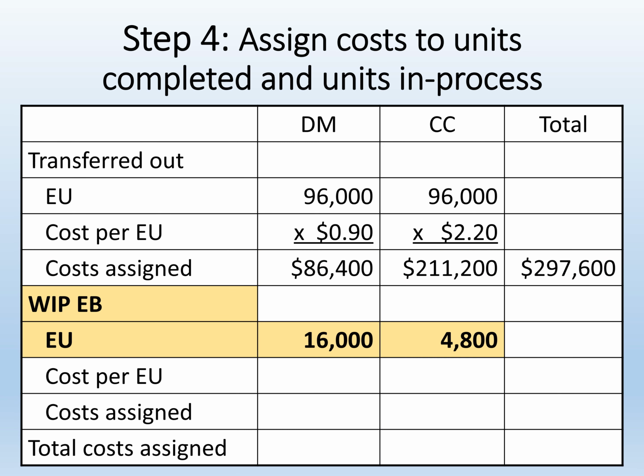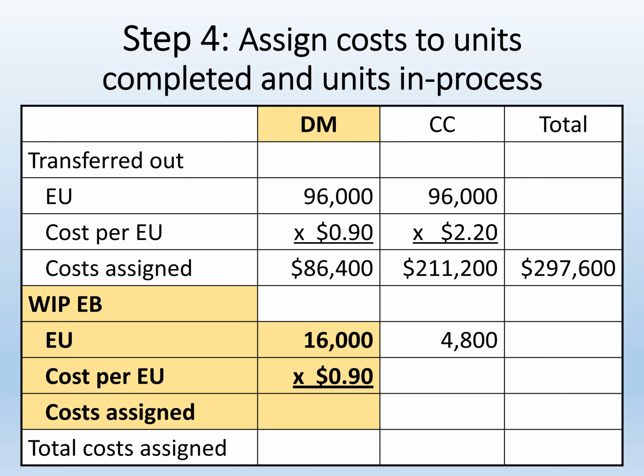We can do the same thing for the work in process ending balance. In step 2, we determine the number of equivalent units for materials in the work in process ending balance and the number of equivalent units for conversion costs.